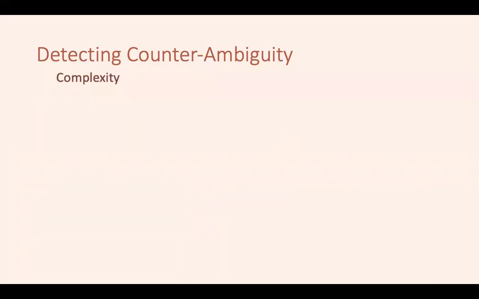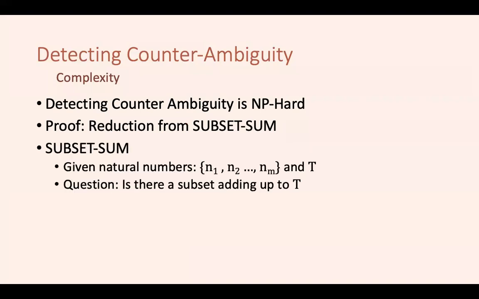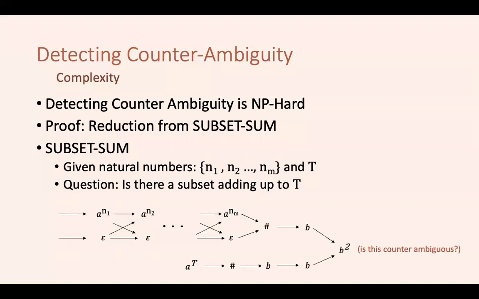So here is something about why this algorithm probably needs to be that way. This is NP hard. And here is a reduction from subset sum. So I have these numbers and a target T. And the question is if there is a subset of these numbers adding up to T. And this is known to be an NP hard problem, an NP complete problem, in fact. So I will show that this problem can be encoded in terms of counter ambiguity.